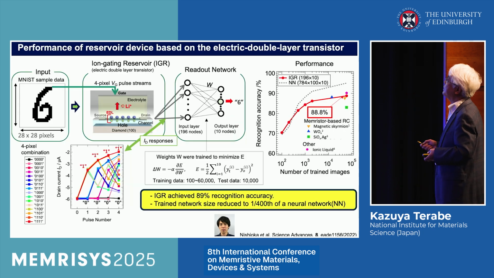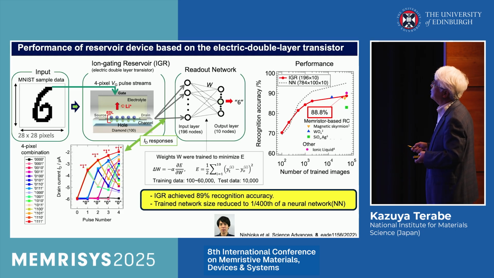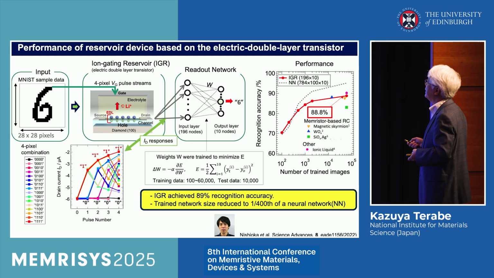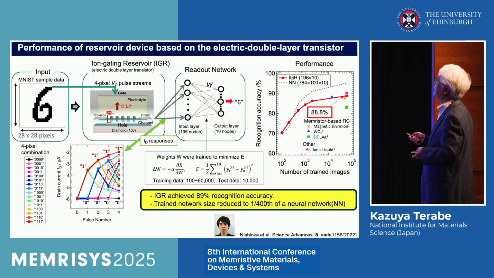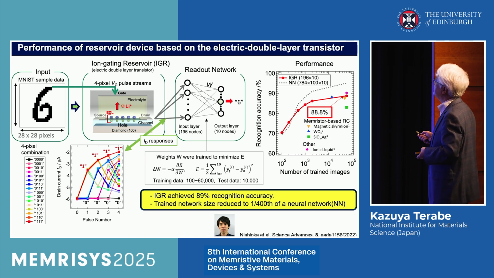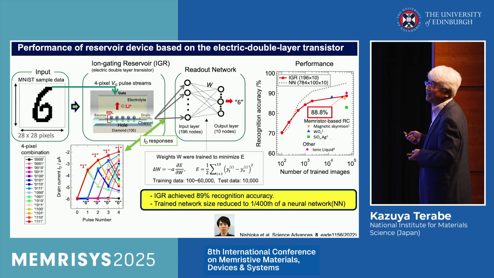So this shows the performance of the reservoir device based on the electric double layer transistor. This is sample data. We put the gate bias pulse stream into the reservoir device. So this is the readout network, and by training, the weight value is decided. And this is the performance. The recognition accuracy is about 89%. So this is so-so performance.